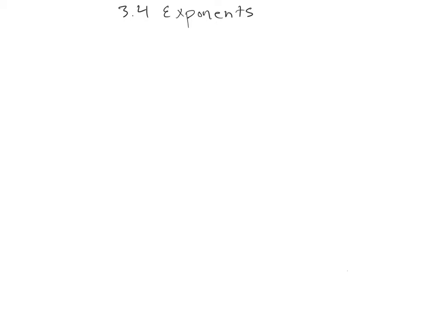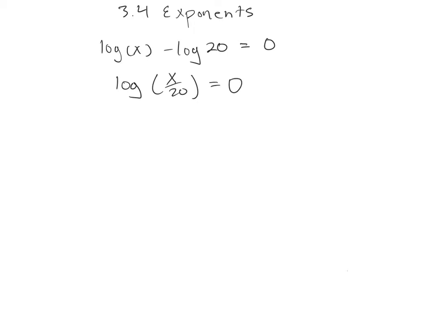Okay, so let's say we had log of x minus the log of 20 equals, say, 0. Well, here, as we know, the log of x and the log of 20 are in expanded form. So the first thing we want to do is combine them together. Here we know it's a subtraction, so it has to be a division. So it's x divided by 20 equals 0.